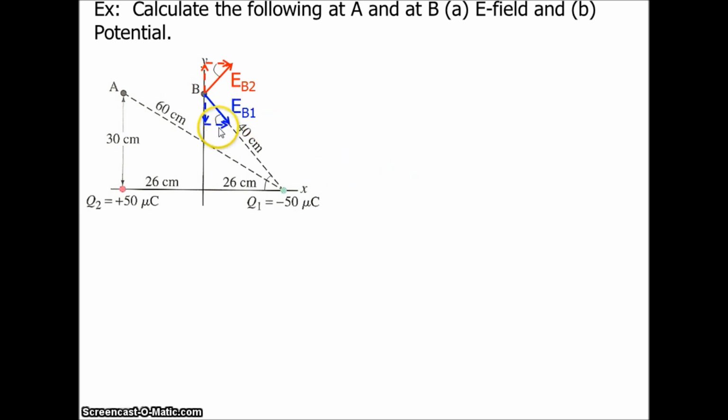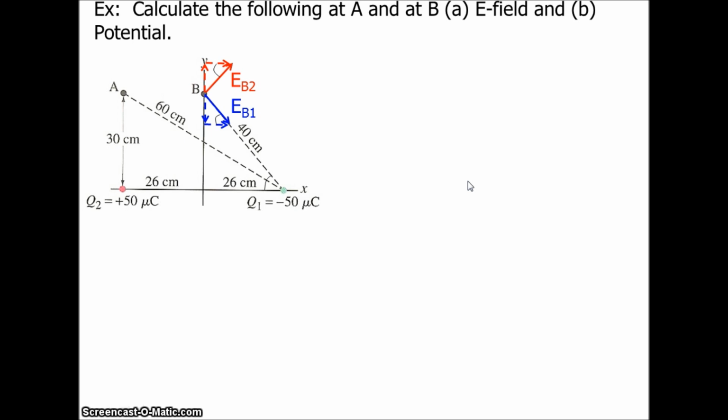The angles here: this angle here is the same as the angle down here, and that's the same as the angle over here, because this is 26, 26. This distance here must be the same for both triangles, and therefore this distance is going to be the same as this one.